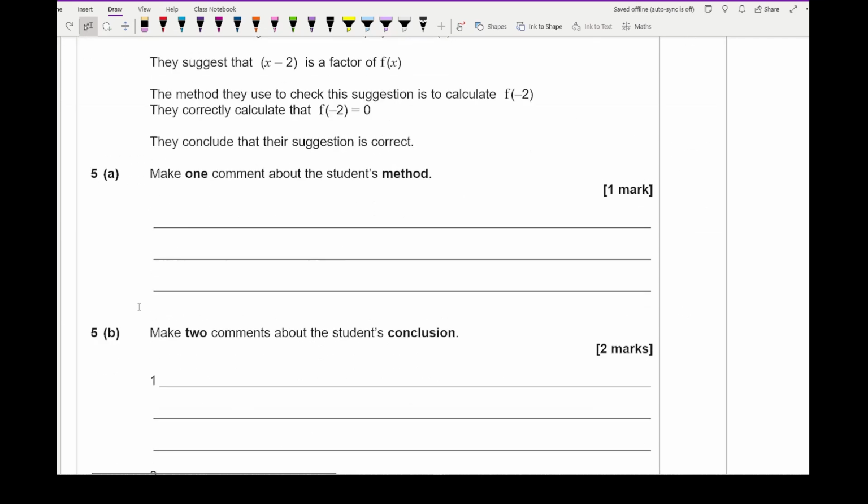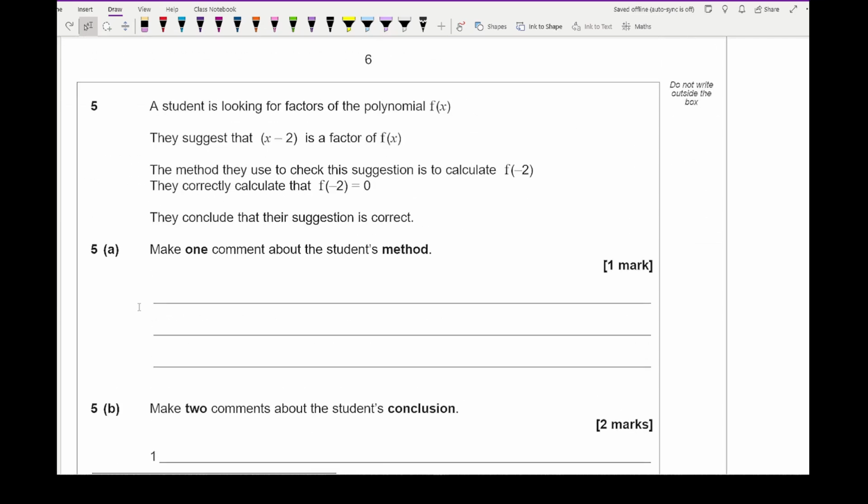Now moving on to question 5, it says that a student is looking for factors of the polynomial f of x. They suggest that x minus 2 is a factor of f of x. The method that they use to check this suggestion is to calculate f of minus 2. They correctly calculate that f of minus 2 equals 0. They conclude that their suggestion is correct. And for part A, it's asking, make one comment about the student's method.